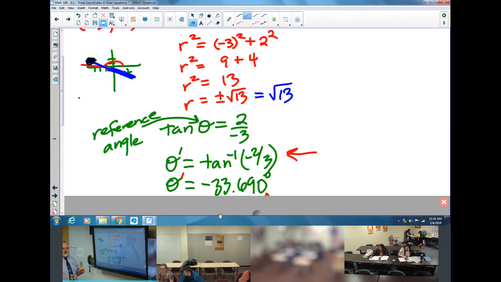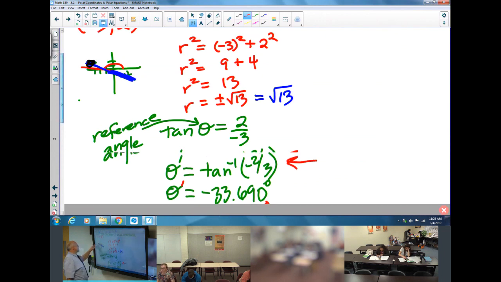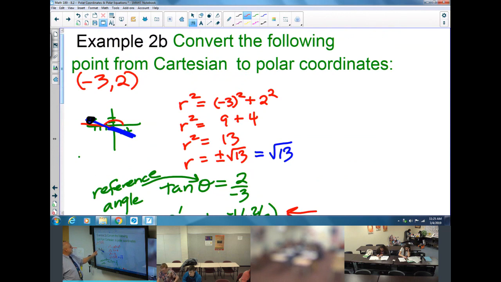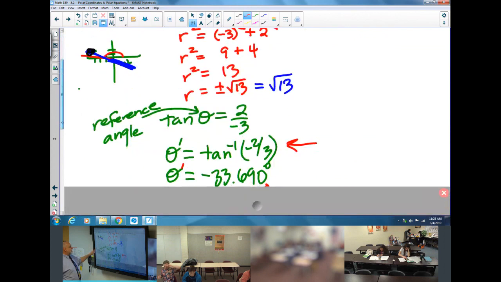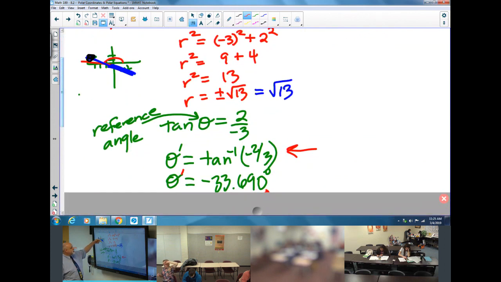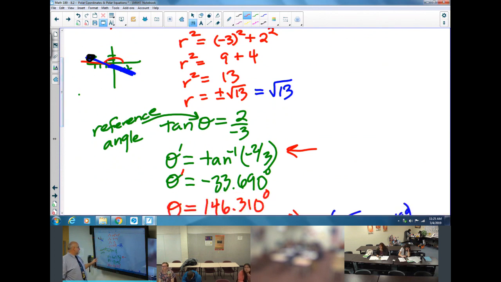All right, now, here's the part where you have to use a little deductive reasoning. You have to make sure that you're in the right quadrant. Okay? So let's look at our original point. Our original point is negative 3, 2. So that's in quadrant 2. Negative 33 would take us to quadrant 4. So if we're going to use that angle, then what we need to do is go backwards and change our r to a negative. Okay?